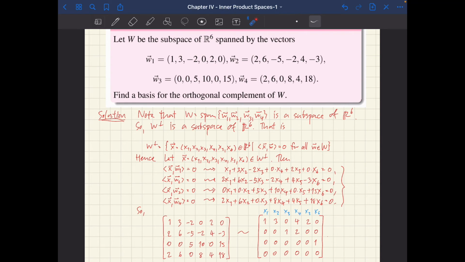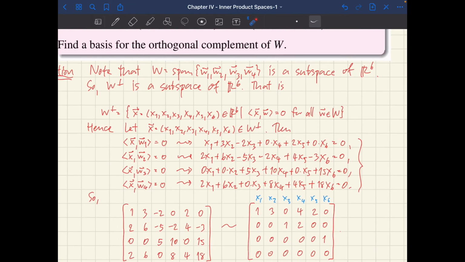From this one, if you need to find x1 to x6, you need to substitute vectors in W to obtain the equations. But W is the span of w1, w2, w3, and w4, so it suffices to use w1, w2, w3, and w4. That's why we obtain 4 equations here.